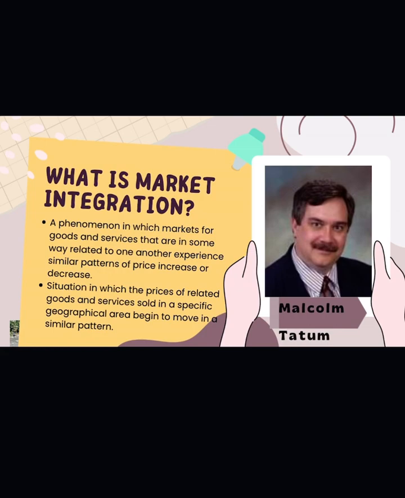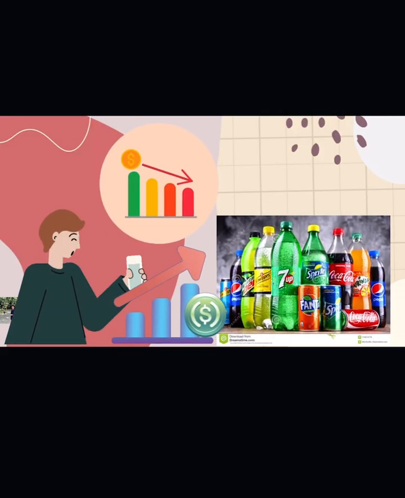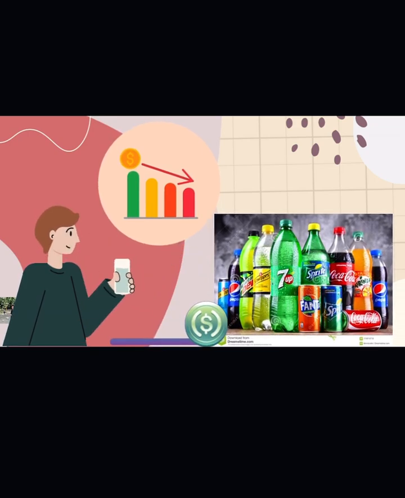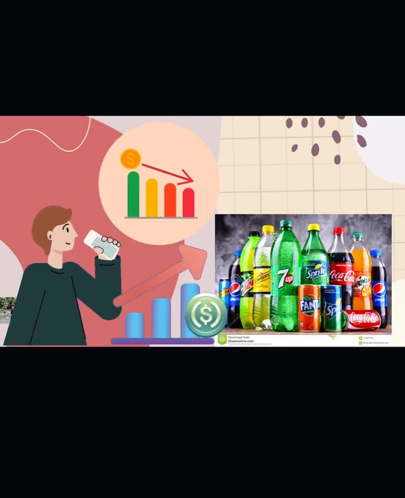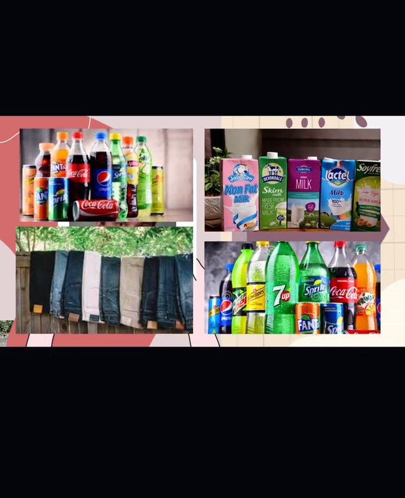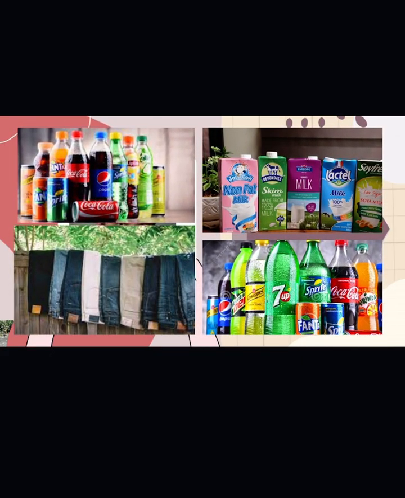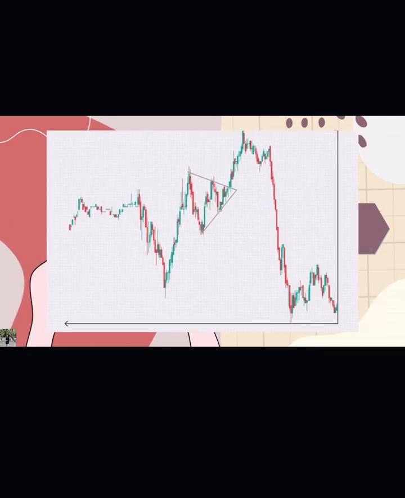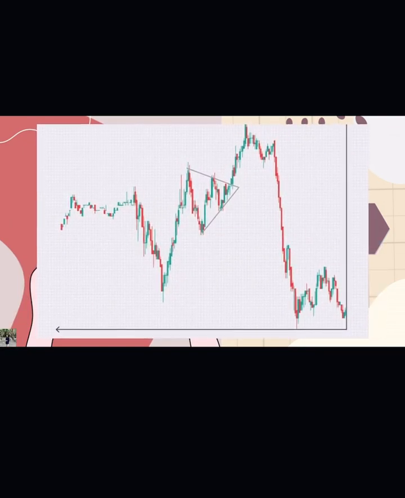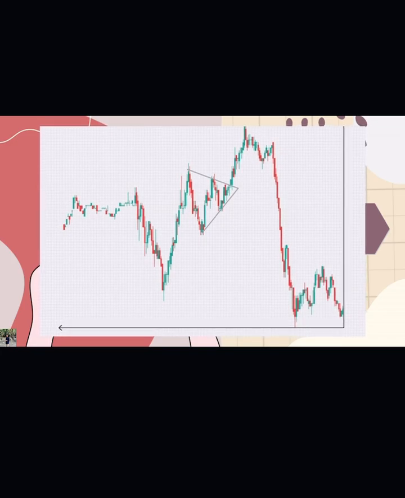The man you can see in this picture is Malcolm Tatum, and he defined market integration as a phenomenon in which markets for goods and services that are in some way related to one another experience similar patterns of price increase or decrease. This term can refer to a situation in which prices of related goods and services sold in a specific geographic area begin to move in a similar pattern.